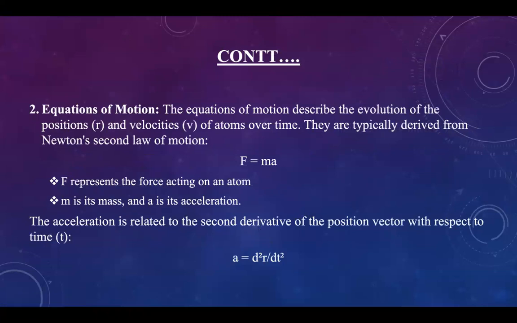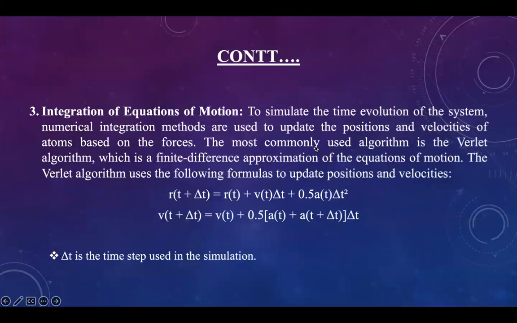Equation of motion. The equation of motion describes the evolution of the positions and velocities of atoms over time. They are typically derived from Newton's second law of motion. F = ma. F represents the force acting on an atom. m is its mass and a is its acceleration. The acceleration is related to the second derivative of the position vector with respect to time. a = d²r/dt².